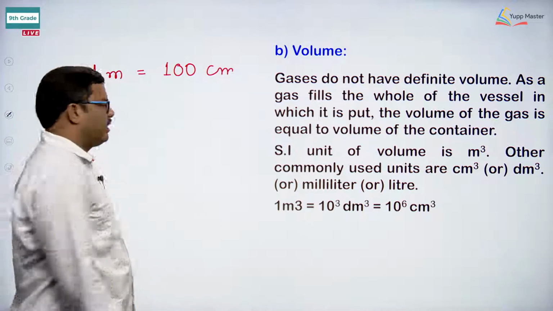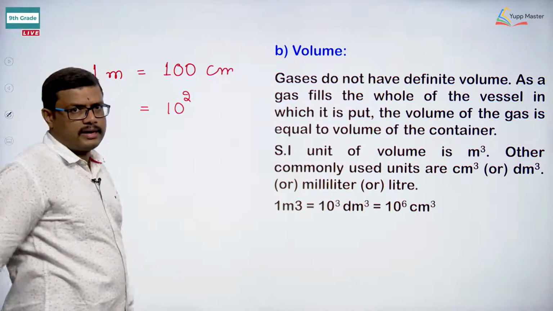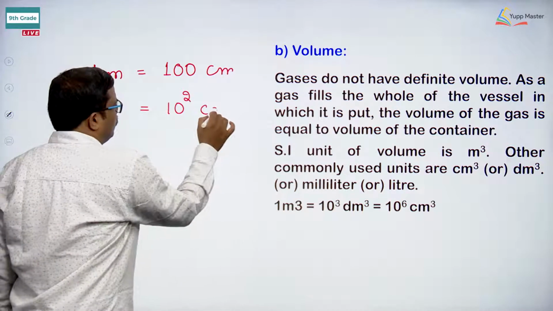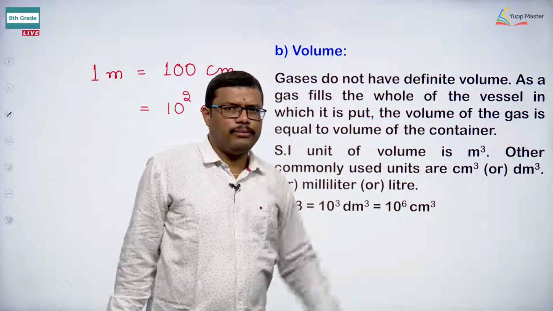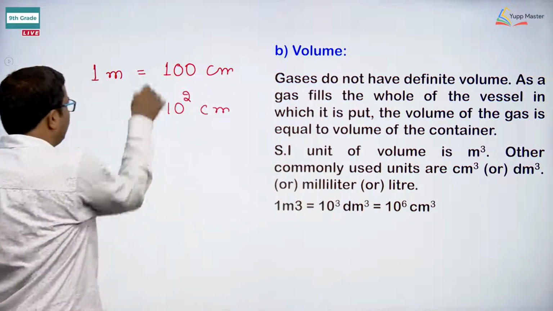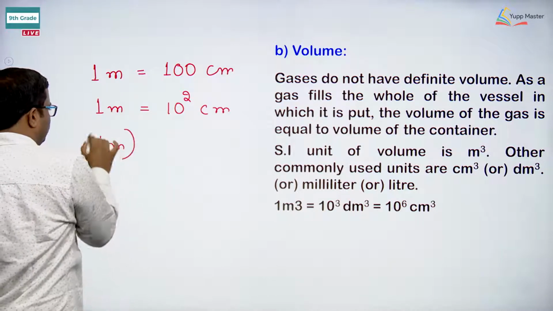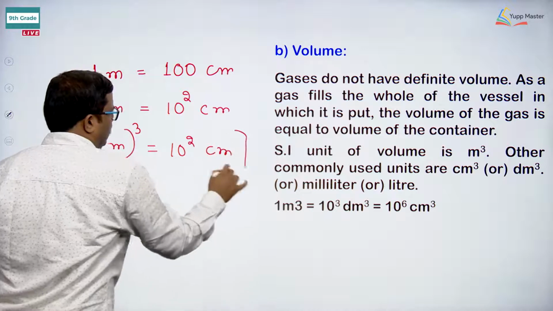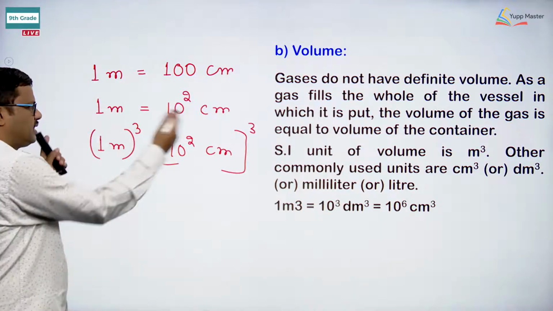100 centimeters. If I write 100, I can write it as 10 to the power of 2. Can I write 100 as 10 to the power of 2? Yes. So, I can write 10 to the power of 2 centimeter. But what is the SI unit of volume? Meter cube. So, cubing on both sides, 1 meter cube equal to 10 to the power of 2 centimeter cube. I am cubing both sides of the equation.